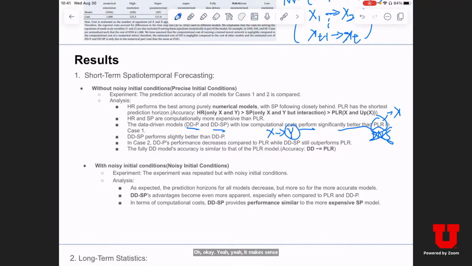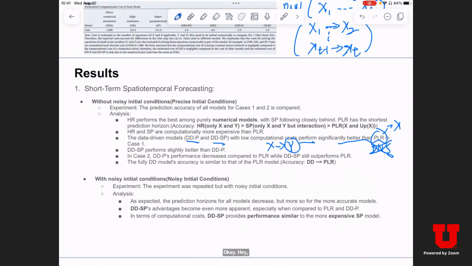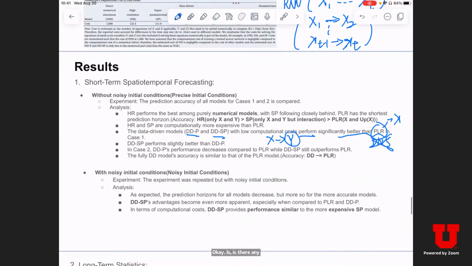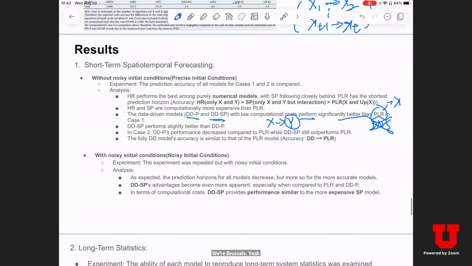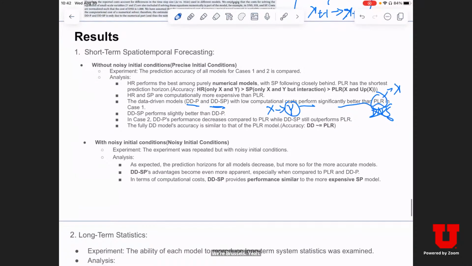Okay. Is there any other question? Overall, DDSP is more accurate and more robust to the initial condition. Sorry, can you repeat your question? Yeah, so overall the DDSP is robust. Yeah, it's robust. Okay. Other questions?